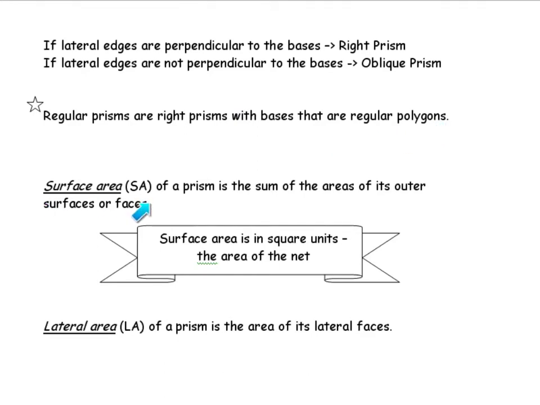Okay, surface area of a prism is the sum of the areas of the outer surfaces, so the surface area is in square units. It's the area of the net. This includes the bases. Lateral area is just the area of the lateral faces, so it does not include the bases. So let's get started with our formulas here.